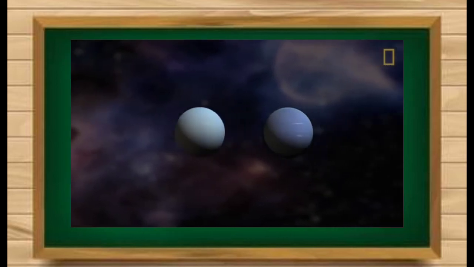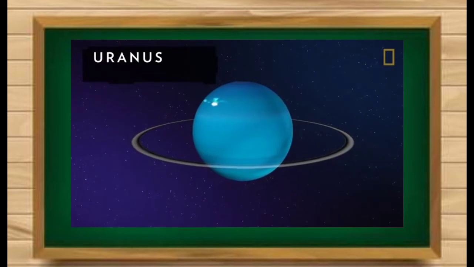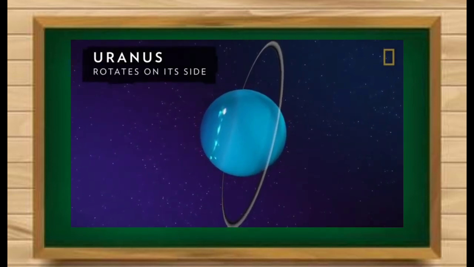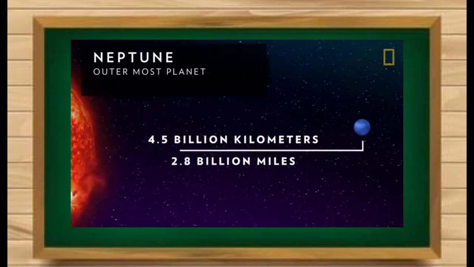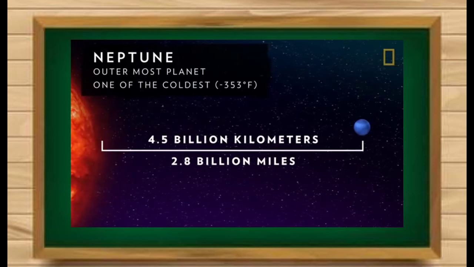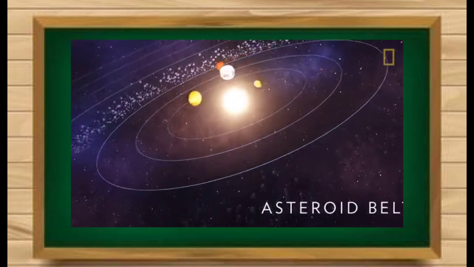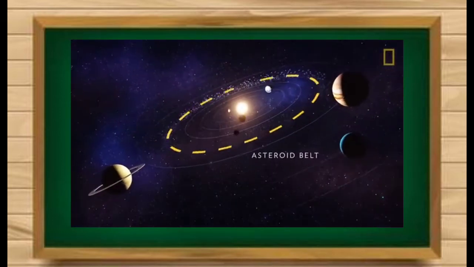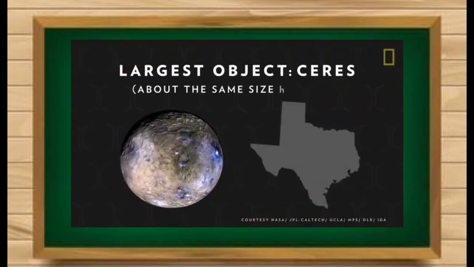Past Saturn are the ice giants Uranus and Neptune. The slightly bigger of these ice giants, Uranus, is famous for rotating on its side. Next to Uranus is Neptune, the outermost planet in the solar system and also one of the coldest. Orbiting the terrestrial planets is the asteroid belt, a flat disk of rocky objects full of remnants from the solar system's formation, from microscopic dust particles to the largest known object, the dwarf planet Ceres.